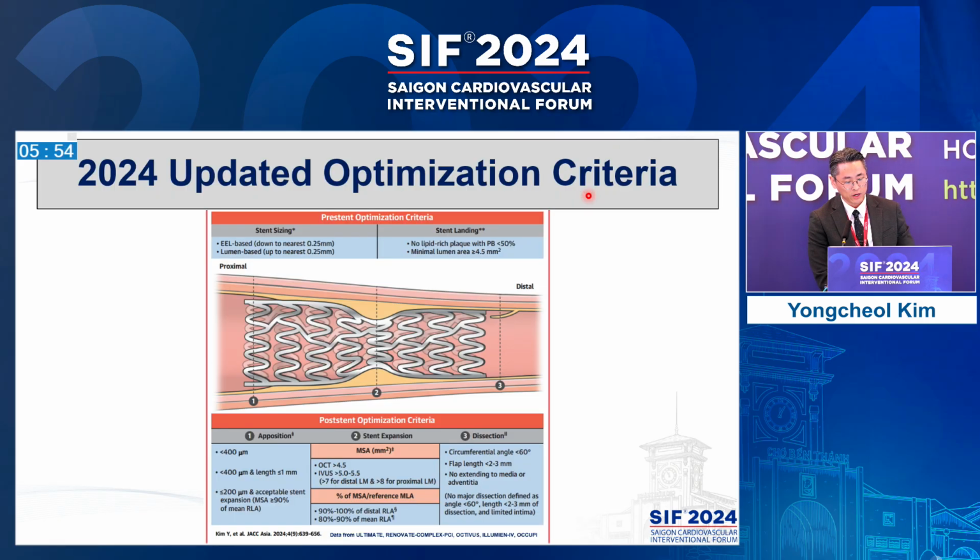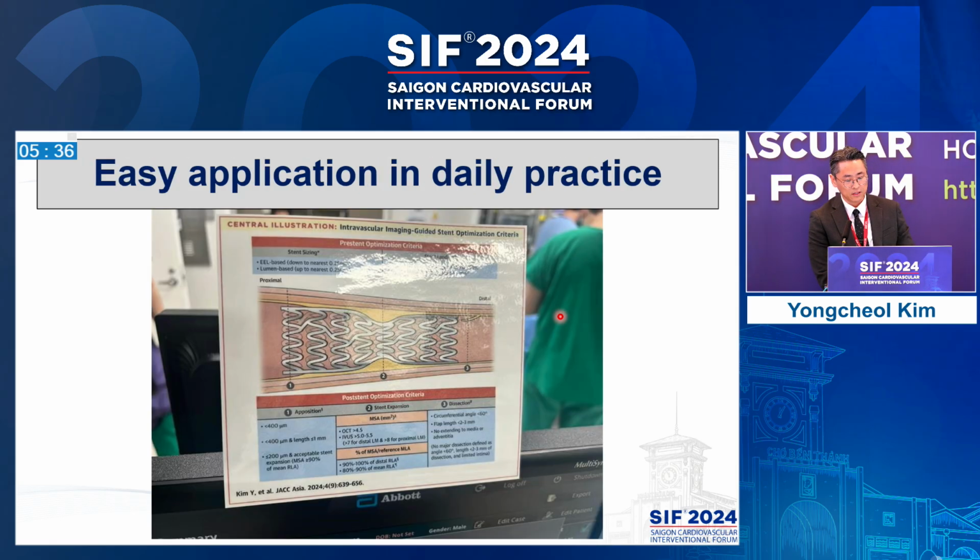And finally, we are happy to provide a new version of the imaging optimization criteria from the ULTIMATE trial, RENOVATE-COMPLEX-PCI trial, OCTOBER trial, ILUMIEN IV trial, and OCCUPY trial as well. And I think it is very easy to apply in daily practice. We actually put the optimization criteria under the OCT device. We always check this after OCT-guided or IVUS-guided PCI.